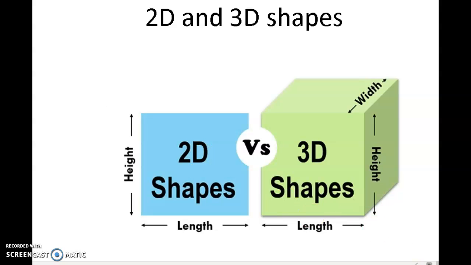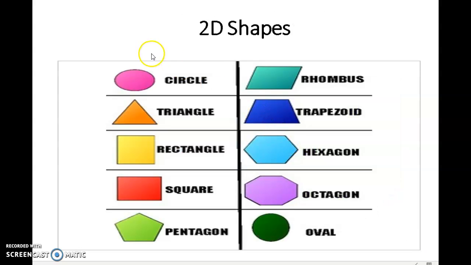So here I'm going to show you some of the 2D shapes that we have worked on in the classes, like circle, triangle, rectangle, square, pentagon, rhombus, trapezoid, hexagon, octagon, and oval. All these are examples of 2D shapes, or plane shapes, okay? 2D shapes or plane shapes.